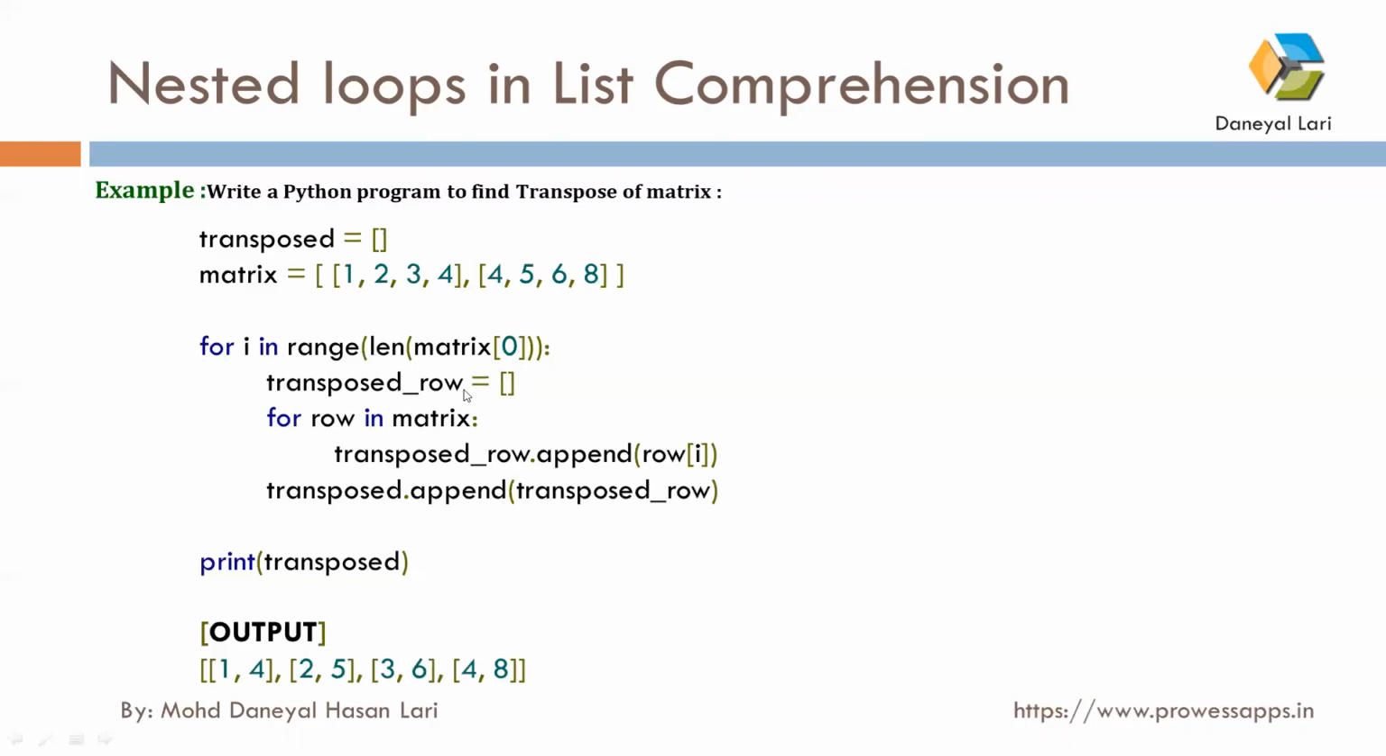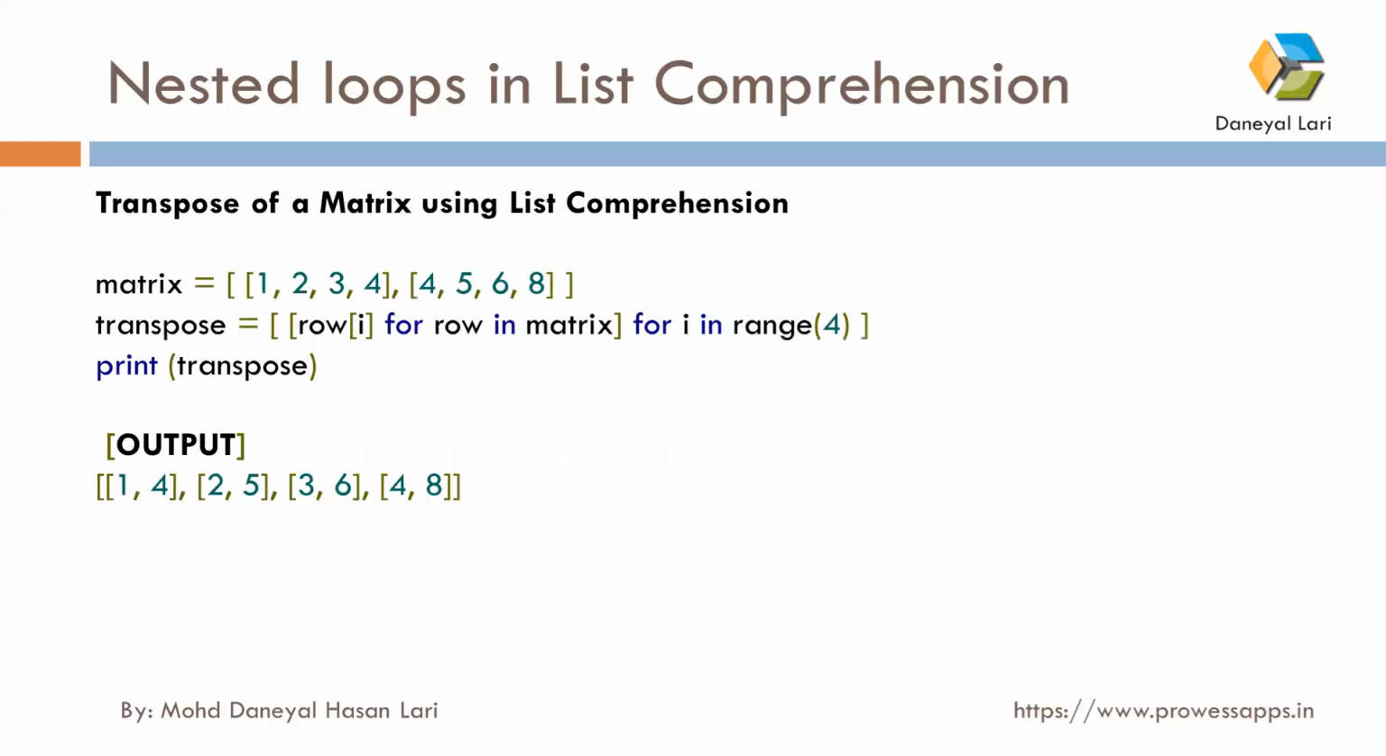And now after that, when this loop is finished, I will add that temporary row into my transposed matrix by calling the append method. So whenever this whole statement executes and finishes, I'll get my transpose matrix. Okay. So this is the code that is not using the list comprehension. By list comprehension, you can do the same thing in one syntax.